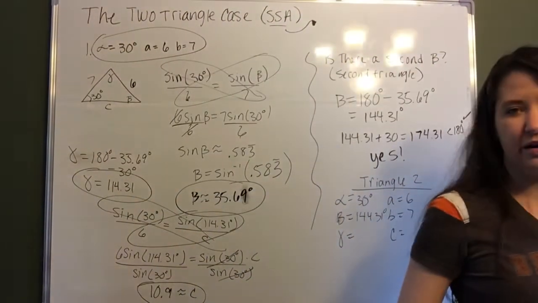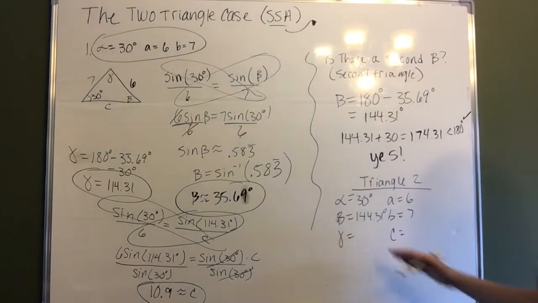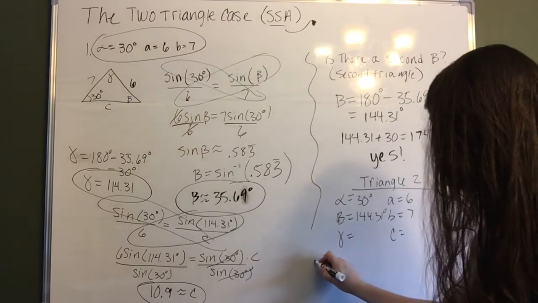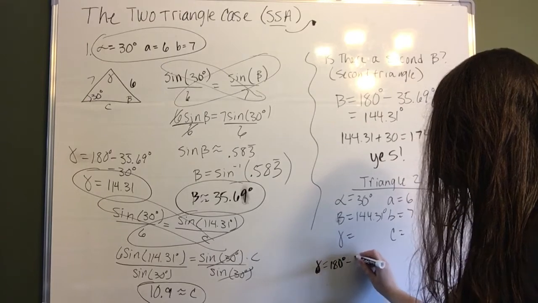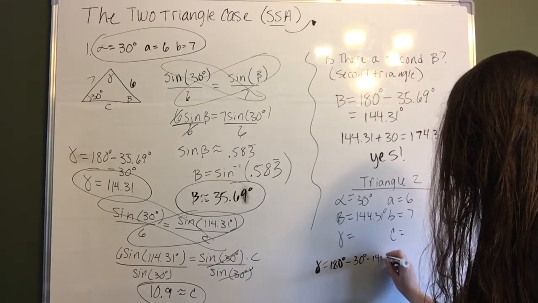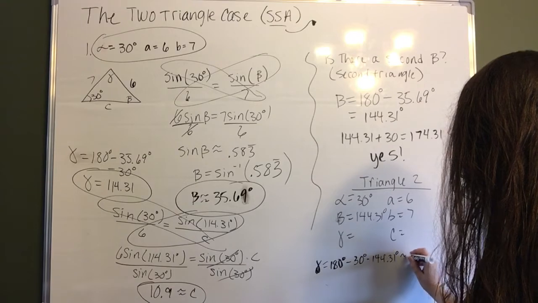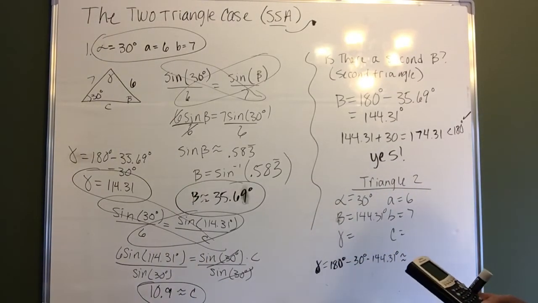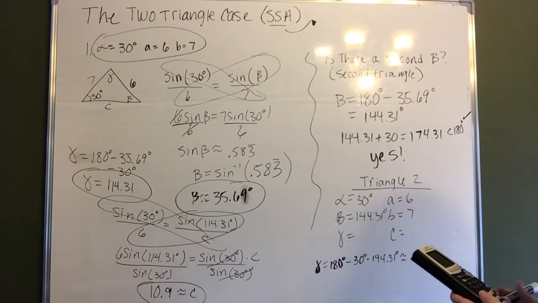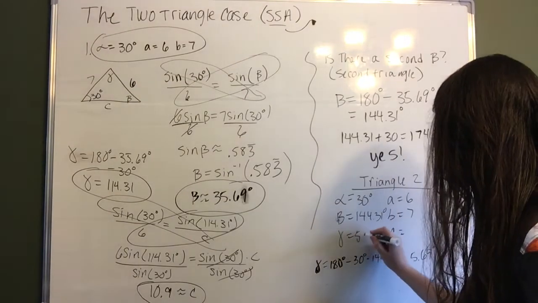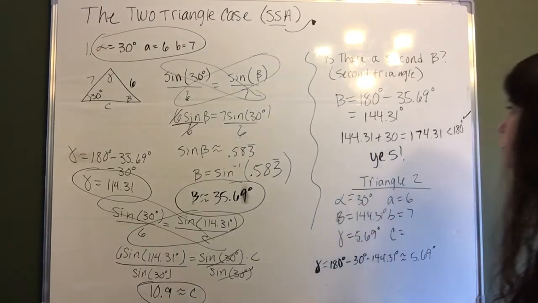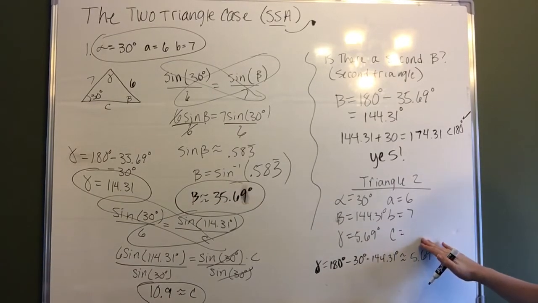Let's bounce over here and finish this up real quick. So to get gamma over here, we're gonna take 180 degrees and subtract 30 and subtract 144.31. Okay, so gamma is about 5.69 degrees. And then we have one more thing to find, and then we're done.